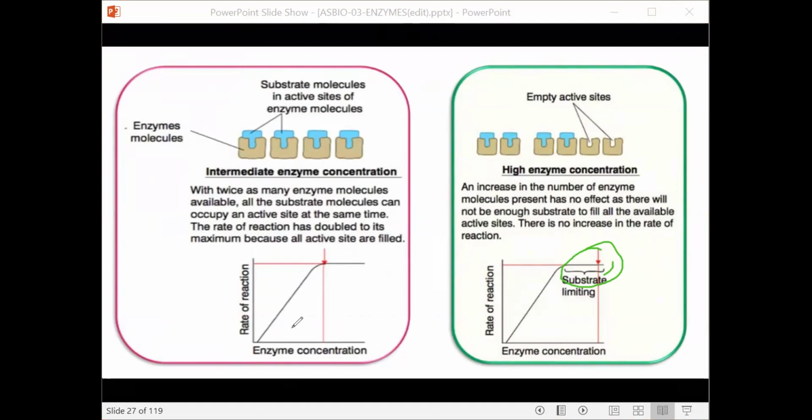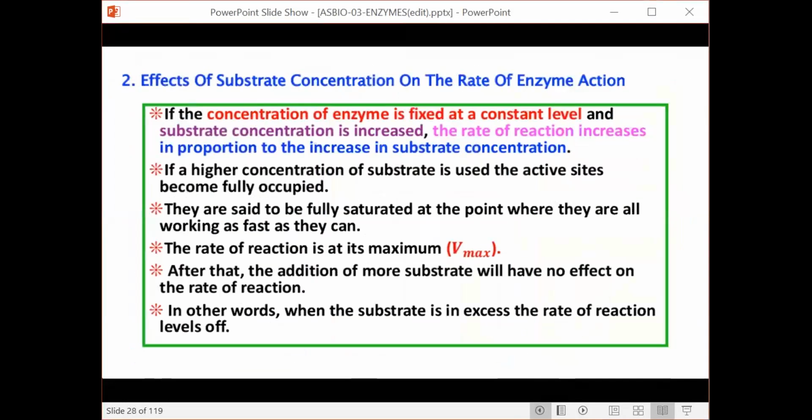Another thing is that generally in the graph, this section is called the first order of reaction, because over here enzyme is the one controlling the rate of reaction. After a while, it becomes mixed. Enzyme alone is not controlling the reaction, there is another factor jumping in. So this can be called the second order of reaction.